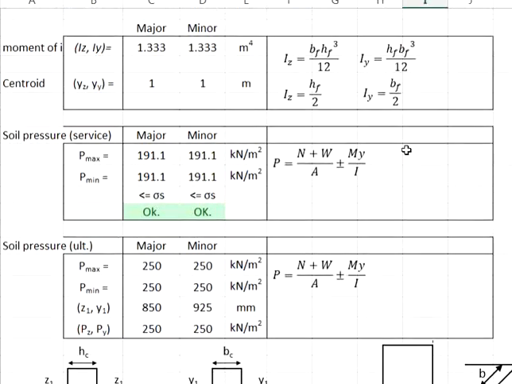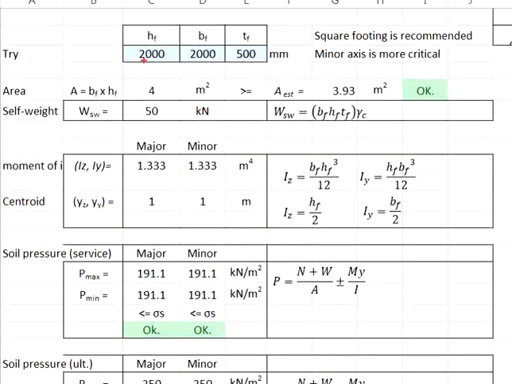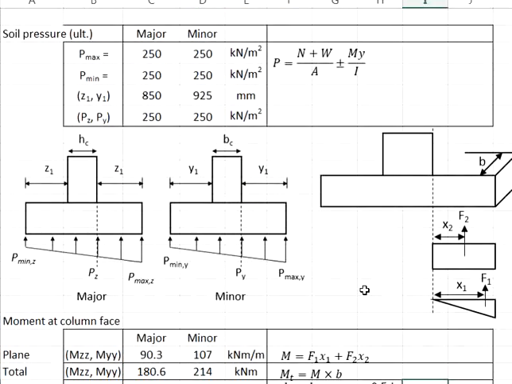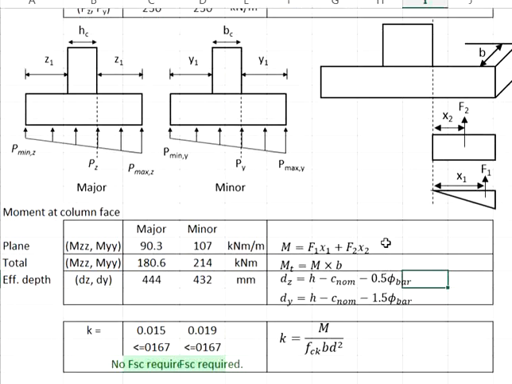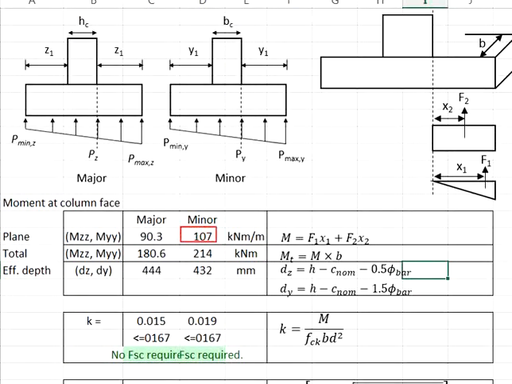What you see here, if we are using a square footing, we know that the minor axis is likely to be more critical due to two main reasons. First, your moment will be higher. Second, your effective depth will be smaller.